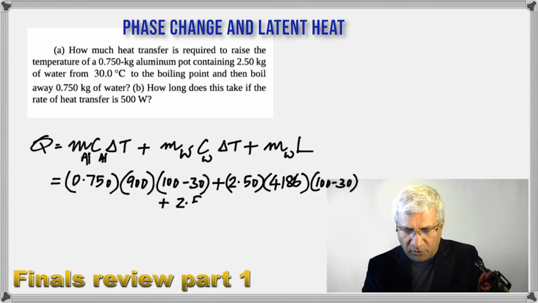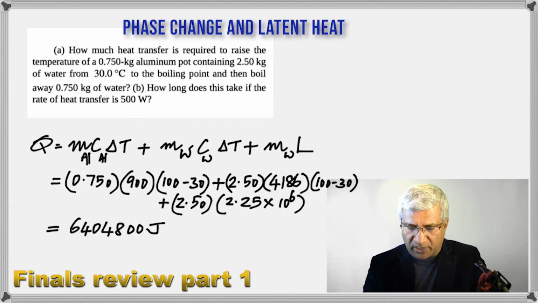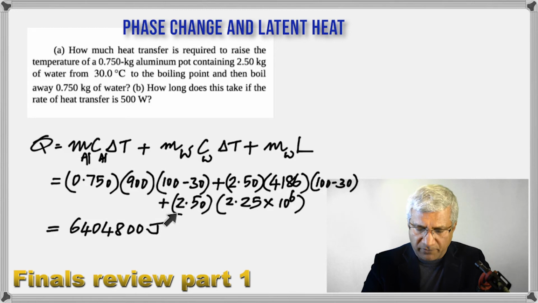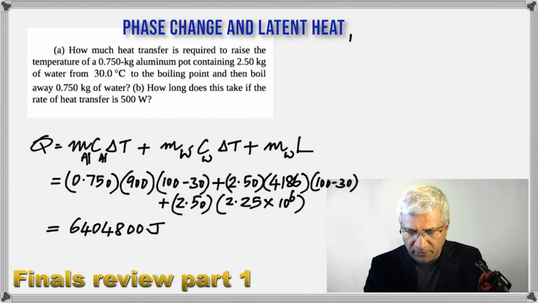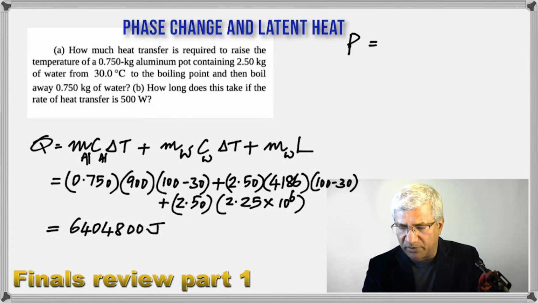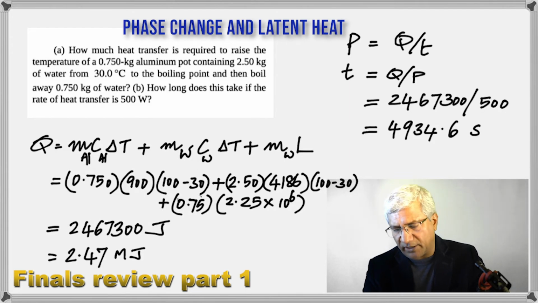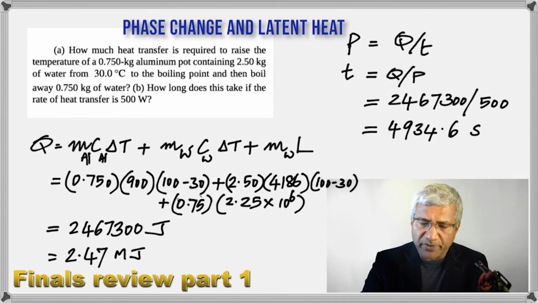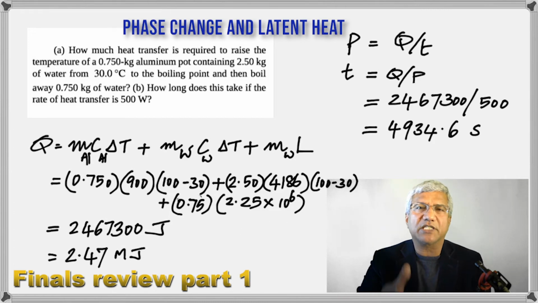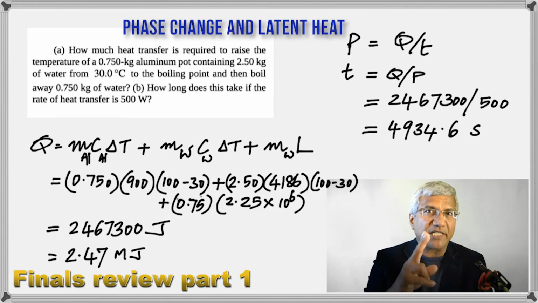And then, here is the problem. This is where I made a mistake. First I thought all of the water was being boiled away. No, it's only a part that is being boiled away. So I had to go and change it. So here it is. 0.75 kilograms of water is boiled away. So that times the latent heat of vaporization of water, because you're changing water into steam.